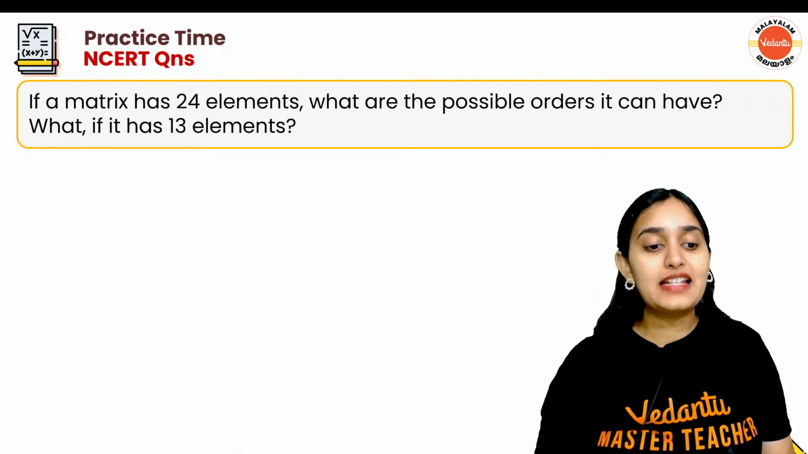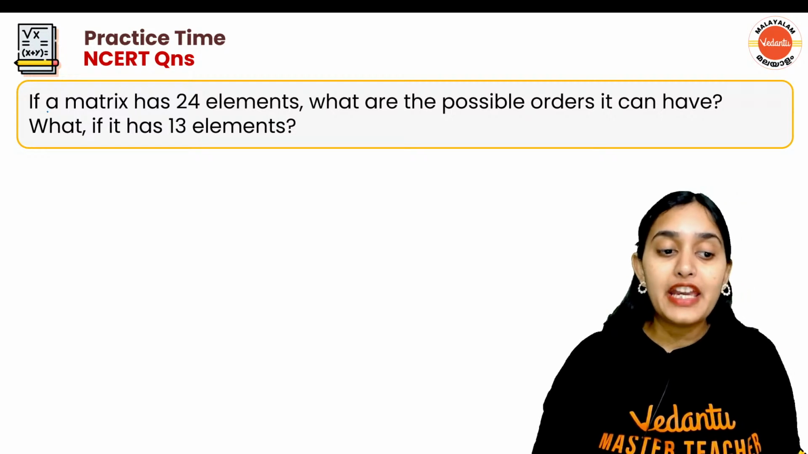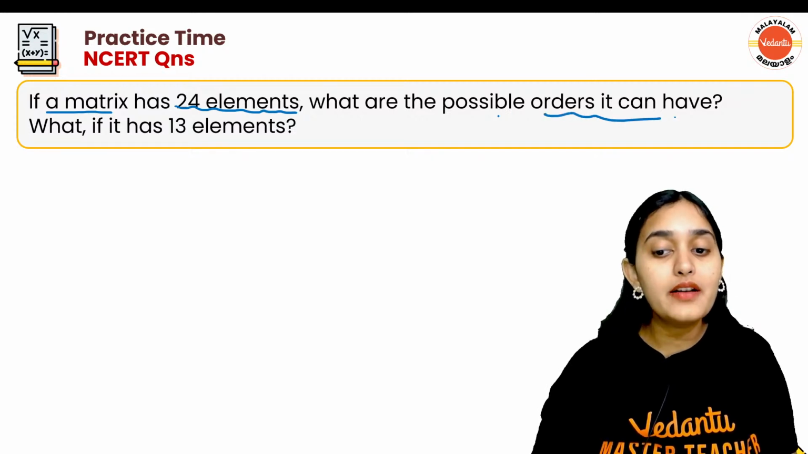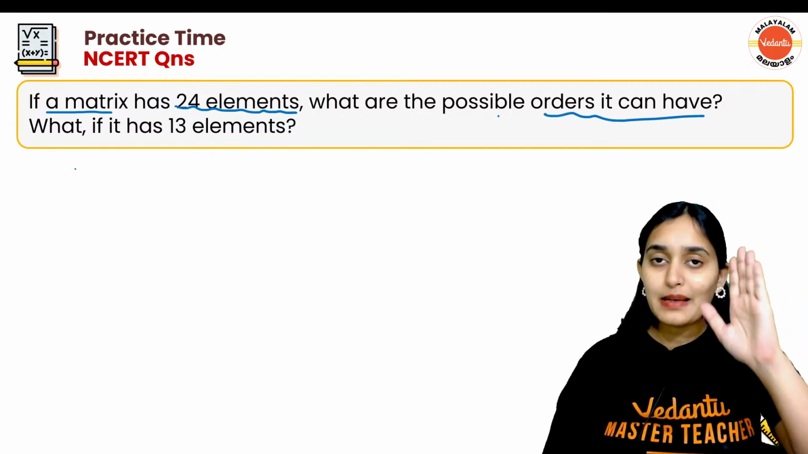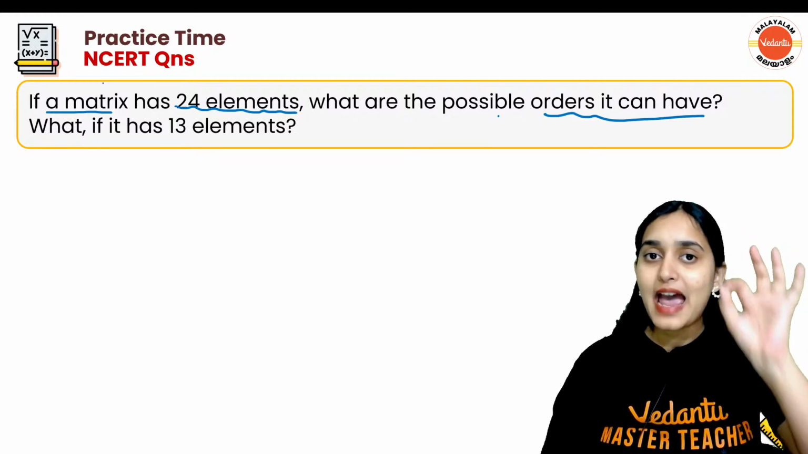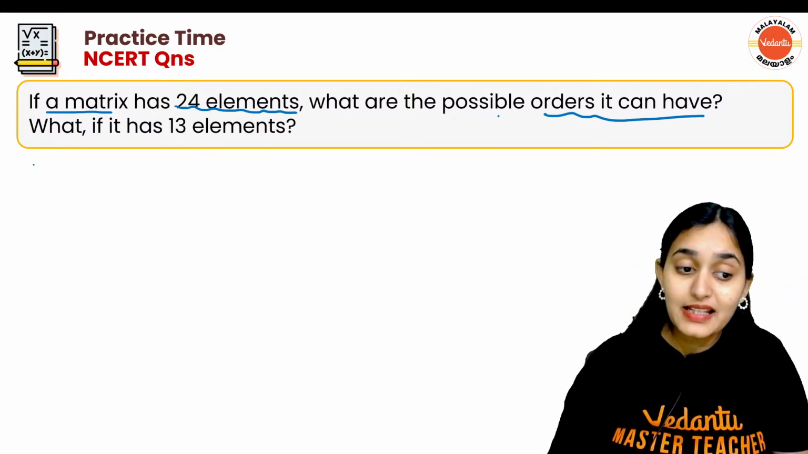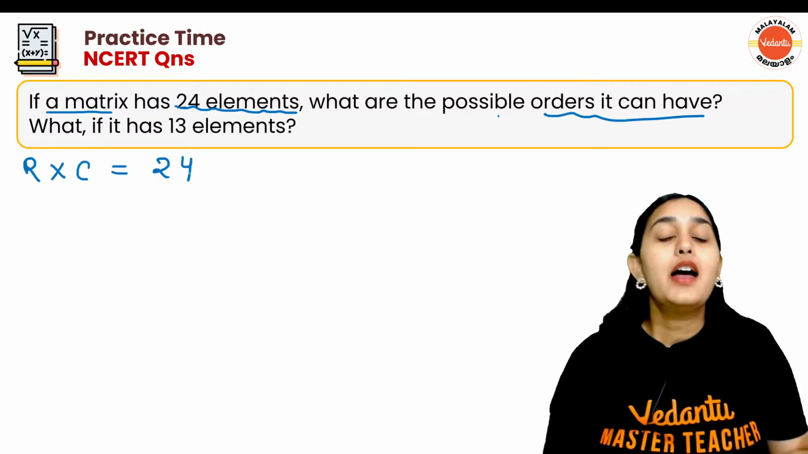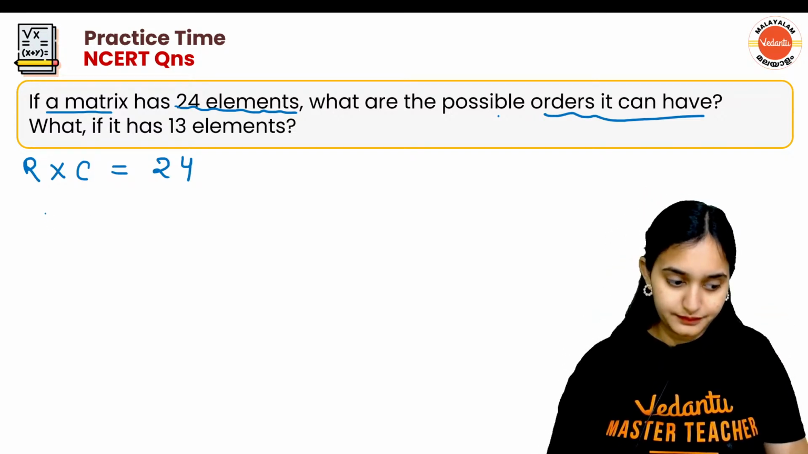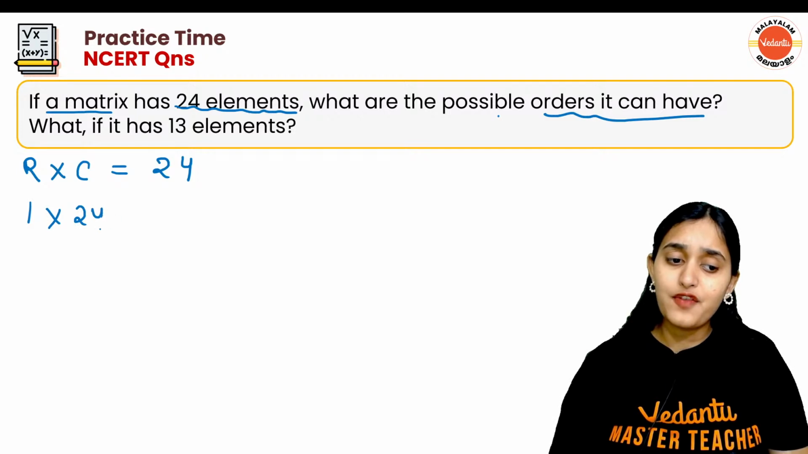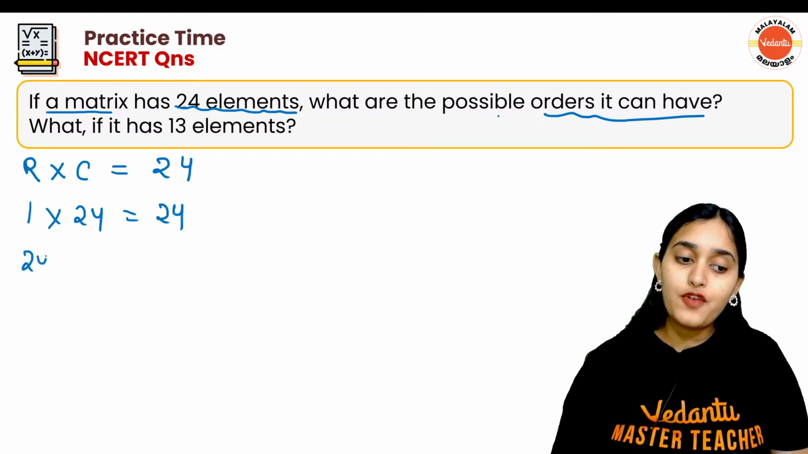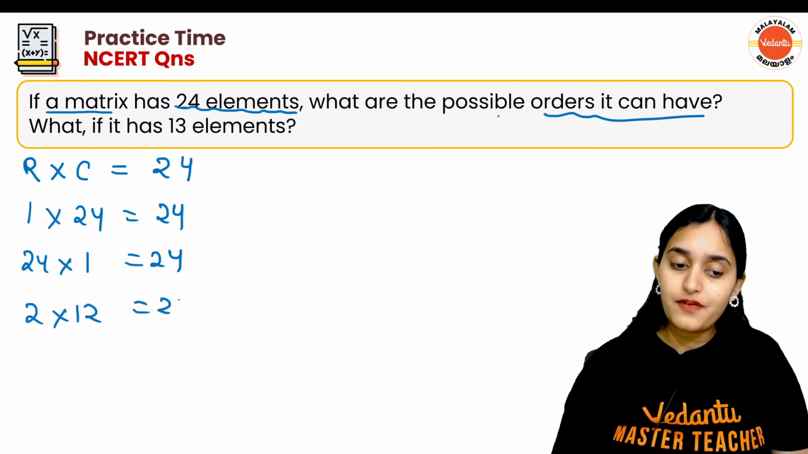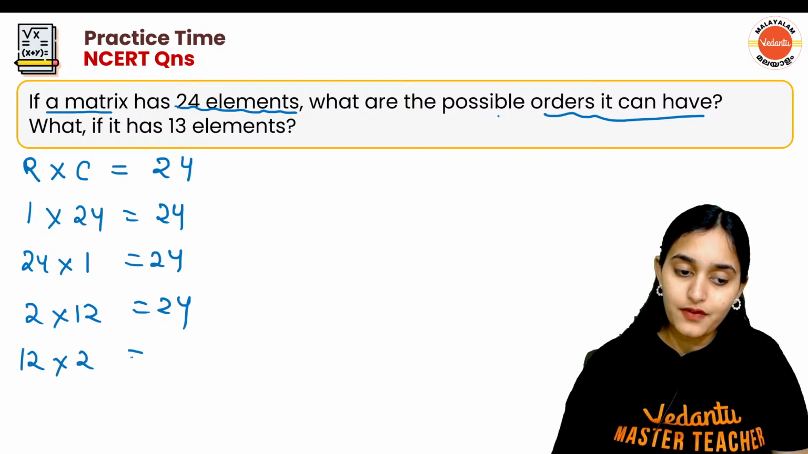Alright. Next question. Very, very interesting question. If a matrix has 24 elements, what are the possible orders it can have? Now, simple. If your matrix has 24 elements, that means number of rows into number of columns is 24. Now, how can you get 24? See, 1 into 24 is 24. 24 into 1 is 24. Then 2 into 12 is 24. 12 into 2 is 24.